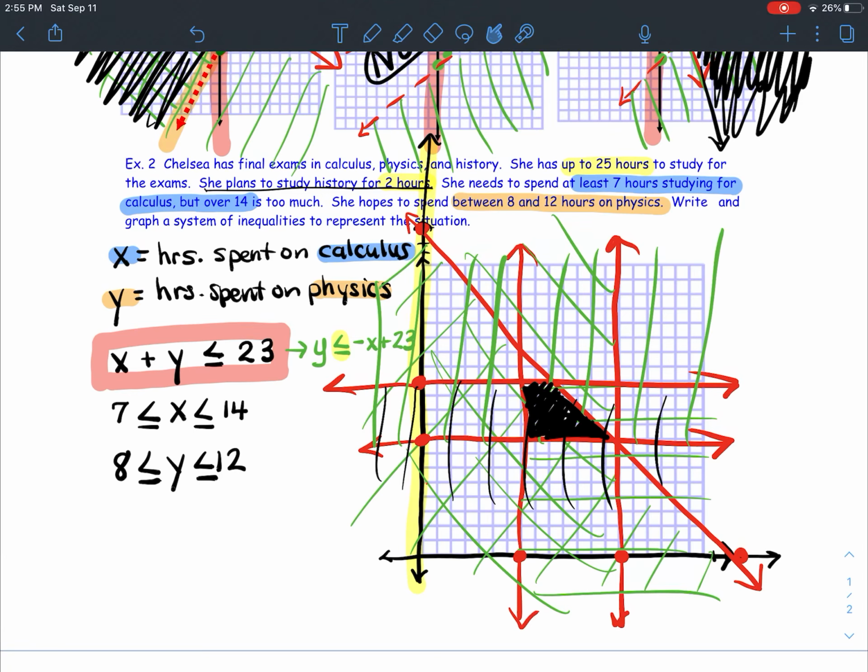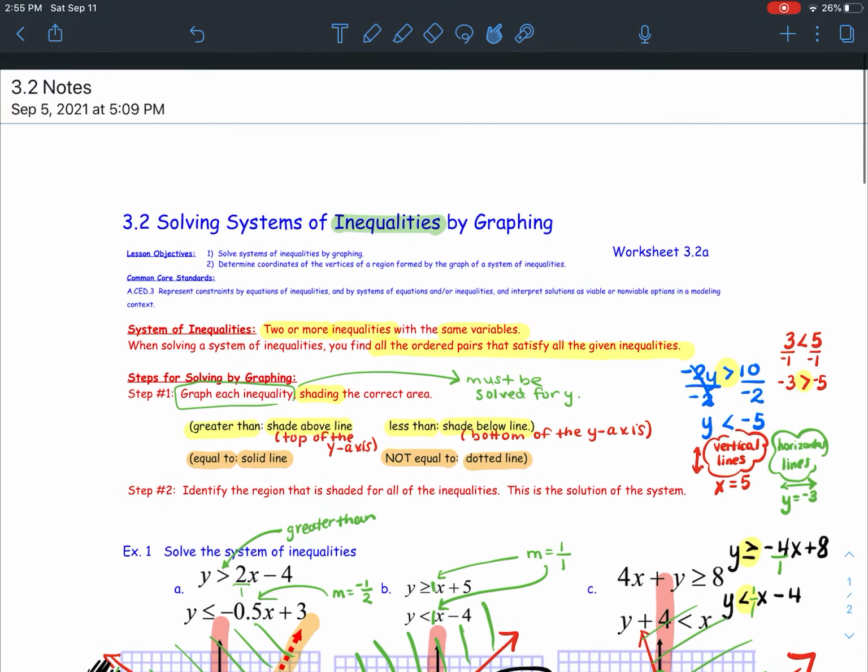Okay, now those word problems are a little tricky. You do have to set up your inequalities and define your variables first, then you come over to the graph. That's where we're going to stop here today.